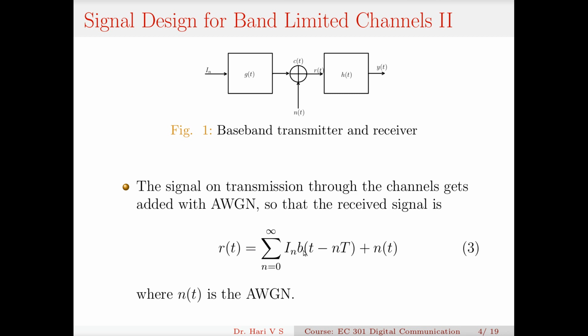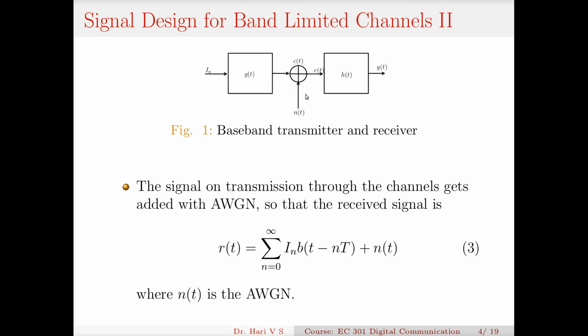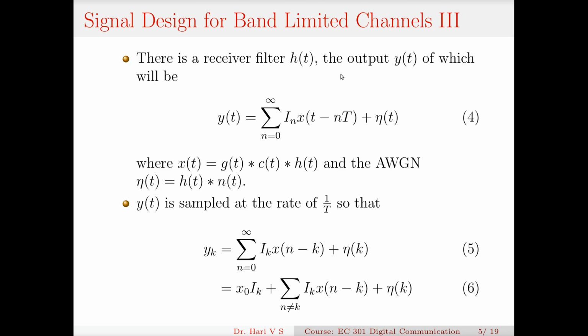So this b(t) is convolved with h(t). What is b(t)? It is nothing but g(t) convolution c(t). So together b(t) convolution c(t) convolution h(t), I mark as, say, x(t). So this becomes sigma I_n x(t - nT) plus eta(t). Eta(t) is nothing but this noise n(t), the AWGN, which passes through the h(t). So the noise component coming out of this I mark as eta(t), which is nothing but n(t) convolution h(t).